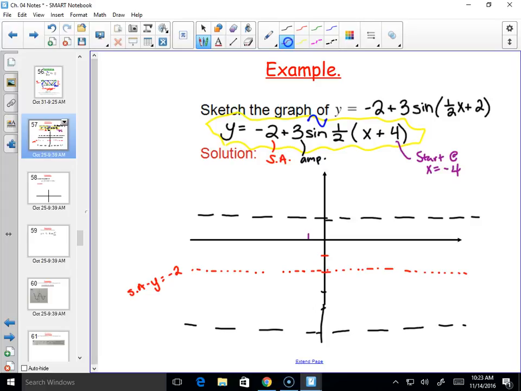So then we're going to go 1, 2, 3, 4, negative 4, yeah? What does that mean? That means this is where I start in the center, where it's supposed to start, at the beginning of the cycle, at the phase shift. So I'm going to start at x equals -4.